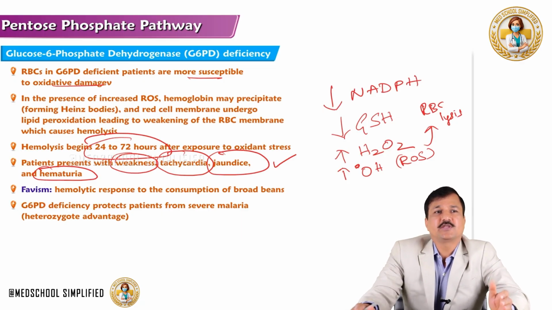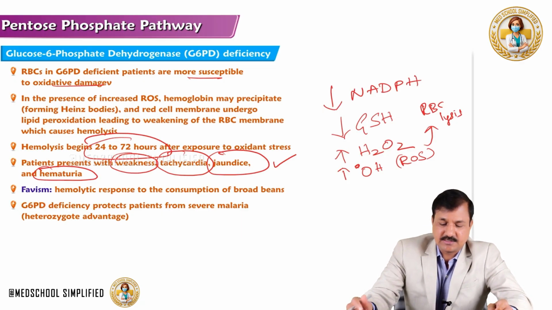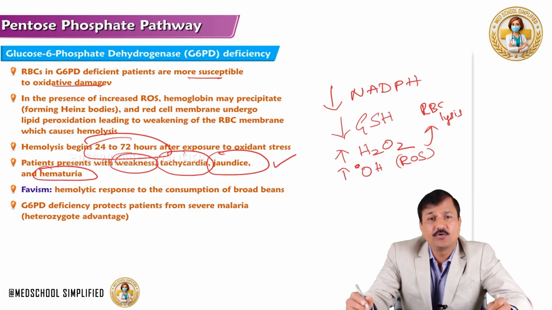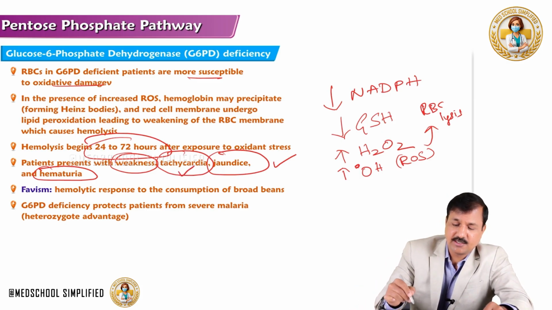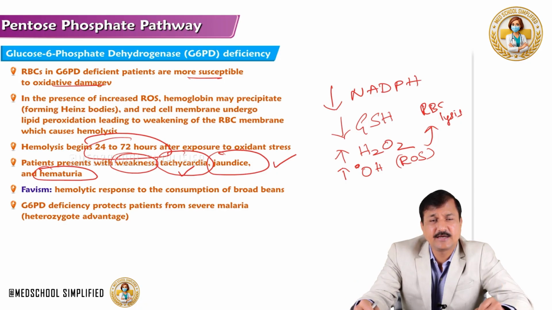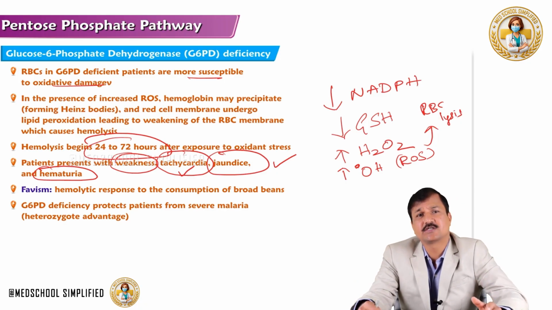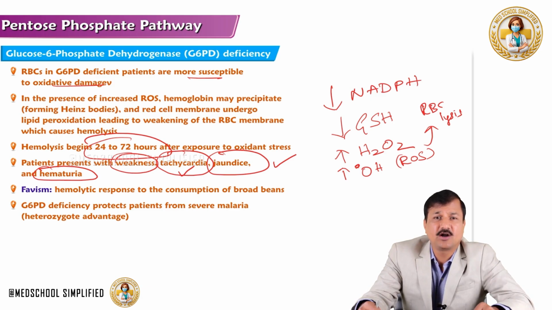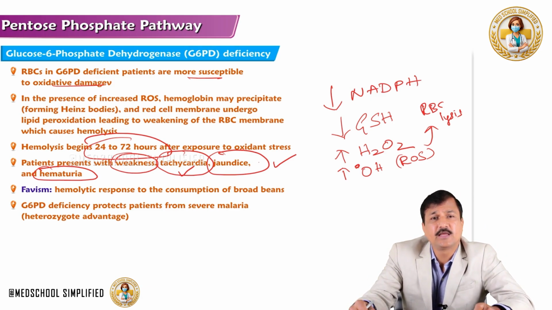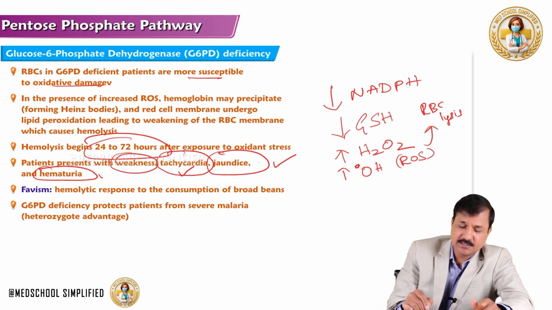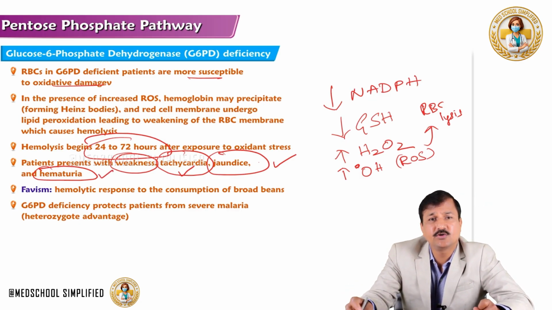Alright, so patients with glucose-6-phosphate dehydrogenase deficiency will manifest with weakness because of lack of hemoglobin, leading to decreased oxygen carrying capacity. Tachycardia is because of, again, decrease in hemoglobin content and lack of oxygen, so there is increased heart rate. And because of the breakdown of hemoglobin, heme is broken down into bilirubin. So excess bilirubin will lead to jaundice. So the patient presents with jaundice and presence of hemoglobin in the urine, leading to hematuria.